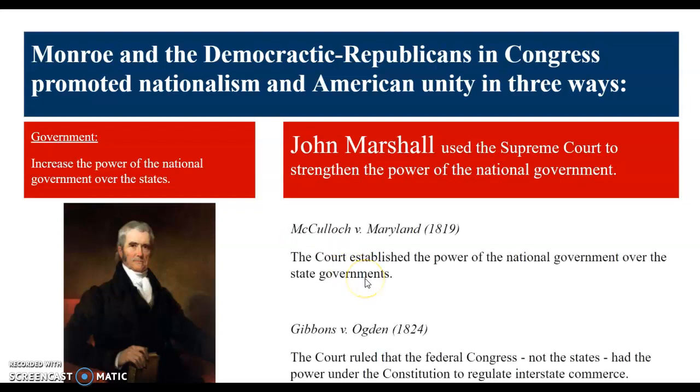And so we see two important court cases during Monroe's presidency that help to strengthen the power of the national government. One of these is Gibbons versus Ogden in 1824 that said the federal Congress, not the states, has the power to regulate interstate commerce, trade between two or more states. During these court cases, we see the necessary and proper clause being implemented and supported, that yes, Congress has powers outside of what's listed in the Constitution. So we see an increase in the power of the national government thanks to John Marshall and the Supreme Court.